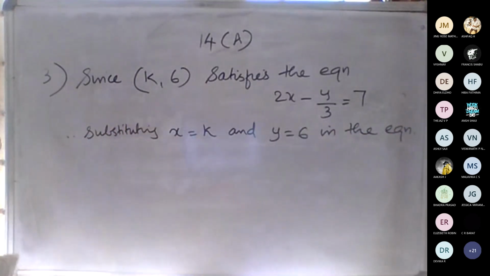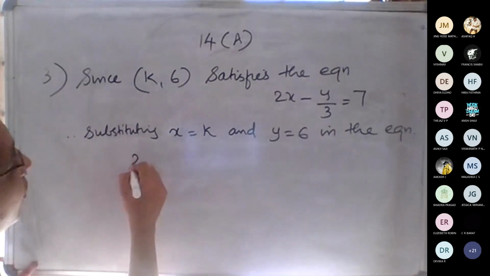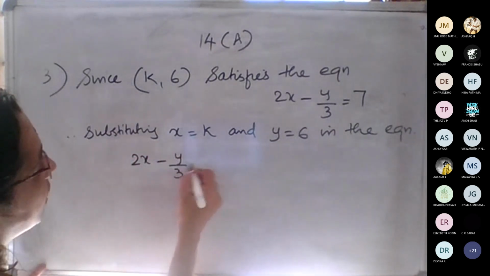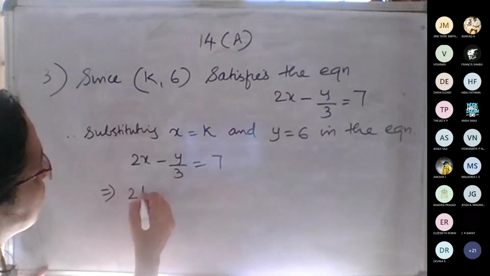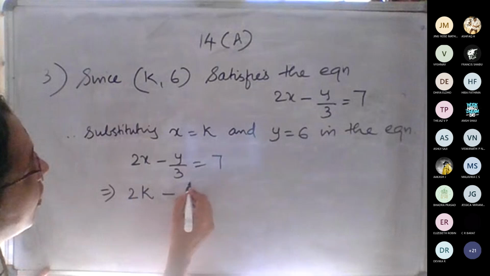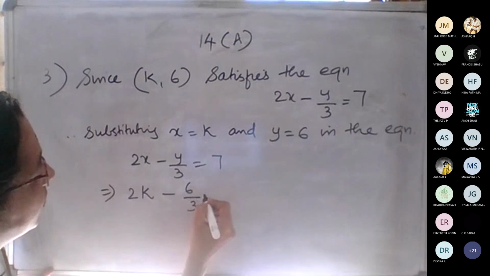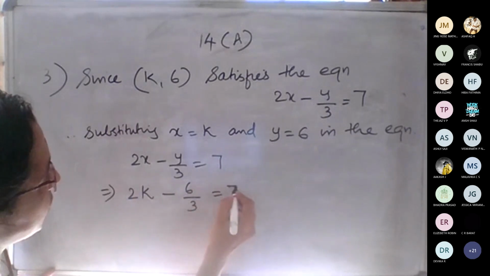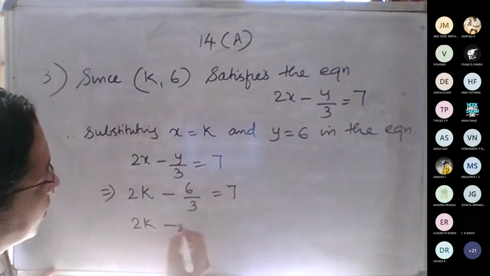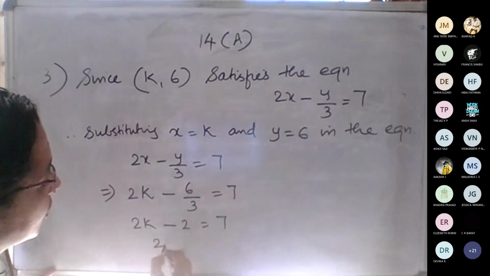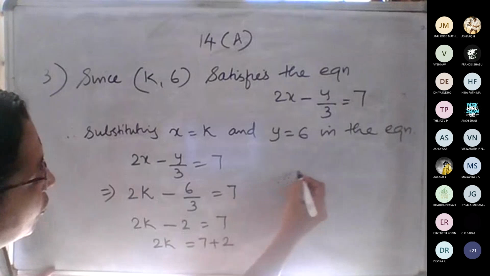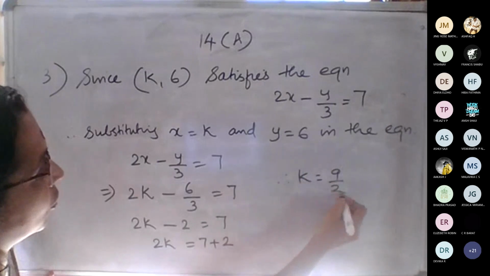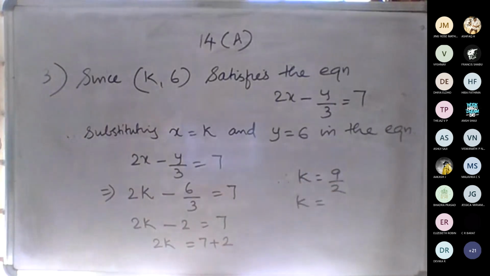Substituting x is equal to k and y is equal to 6 in this equation, it will become 2 into k minus 6 divided by 3 is equal to 7. So 2k minus 2 is equal to 7. So 2k is equal to 7 plus 2. Therefore, k is equal to 9 by 2.